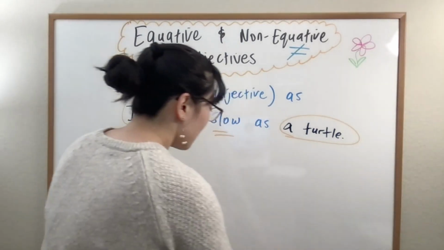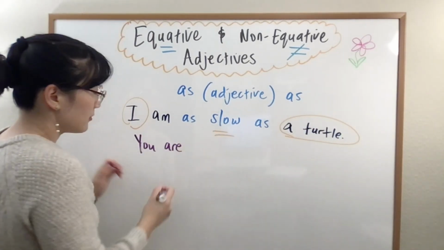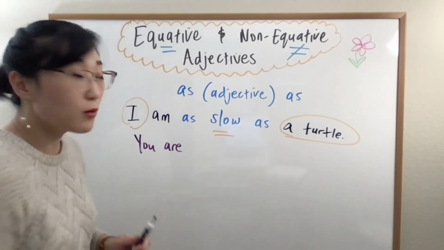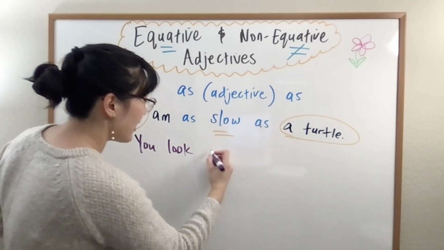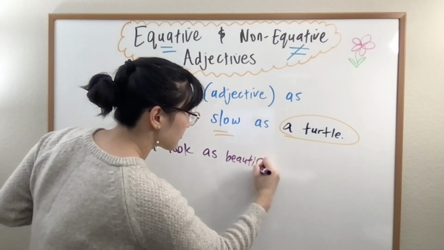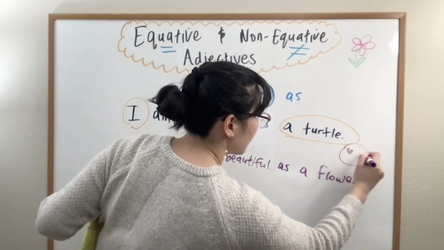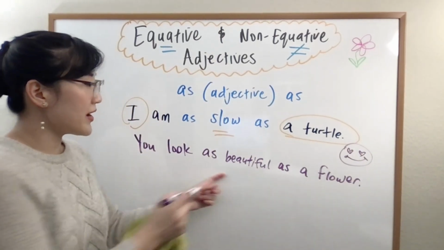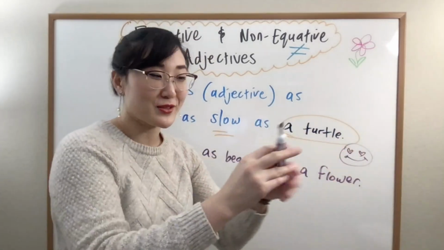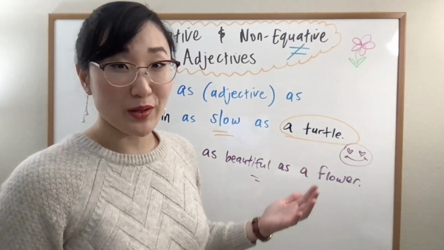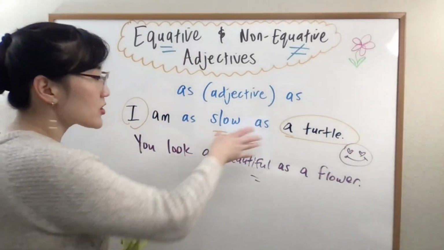And I could say, for example, for the women in my class, you are, or you know what? Let me change this verb. You don't have to use the be verb. You can say, oh, you look as beautiful as a flower. So you are as beautiful as a flower. Men, boyfriends, husbands, wives, if you want to impress your partner, you can say this. You are as beautiful as a flower. Okay? So these just mean that they're equal.